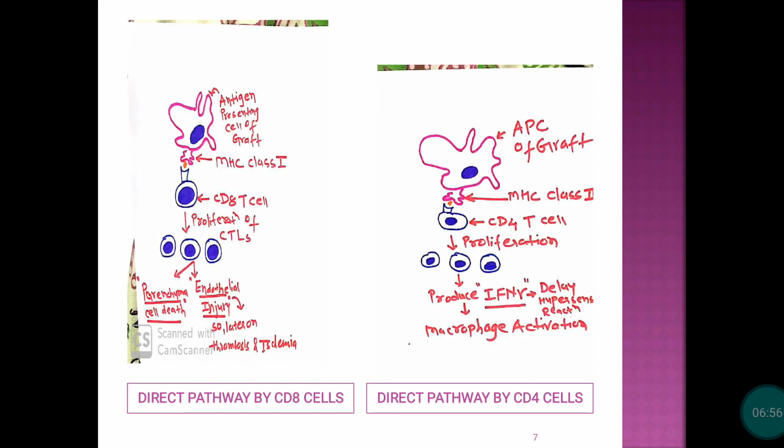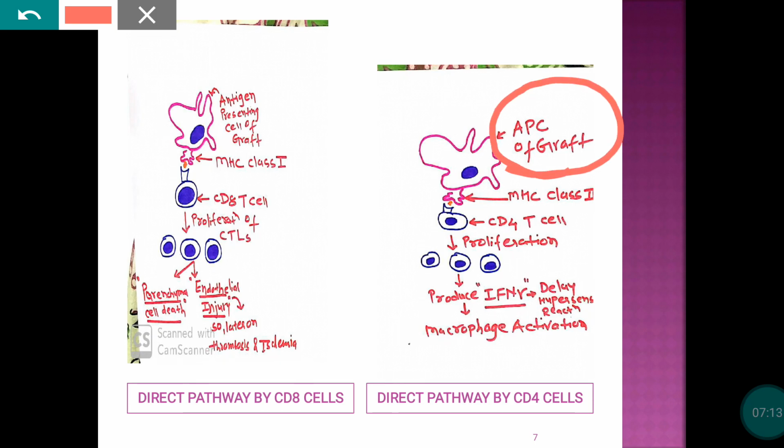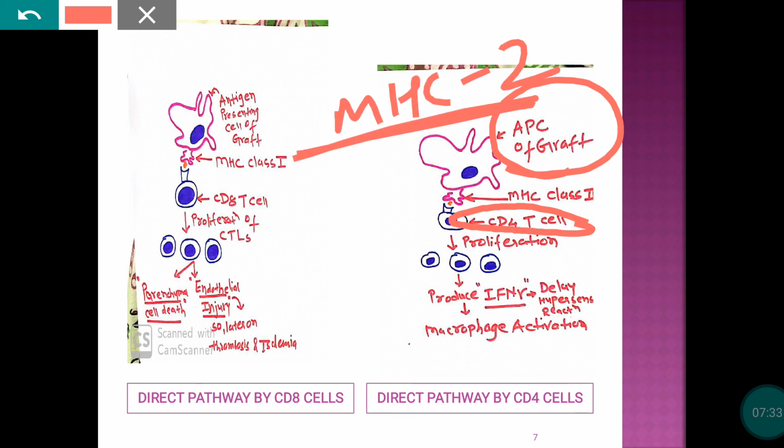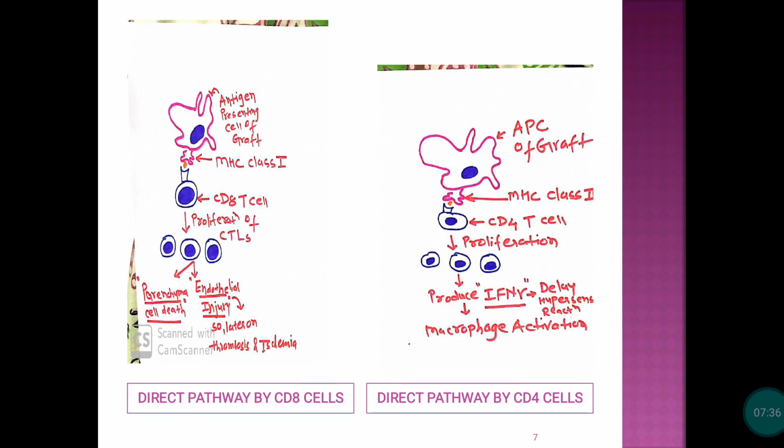It would be better understood in the figure. So we will see the schematic diagram of this direct pathway. First I will tell you direct pathway activation by CD4 T lymphocytes. Just see here, this is the graft, antigen presenting cell of the graft. It will directly get recognized by CD4 T lymphocyte. It will directly recognize the antigen presenting cell of the graft. You already know that they are class 2 restricted. So over the macrophage and dendritic cell, there is a presence of MHC class 2 molecule. It will get recognized. So what will happen?